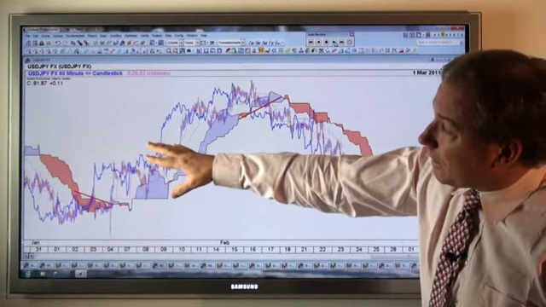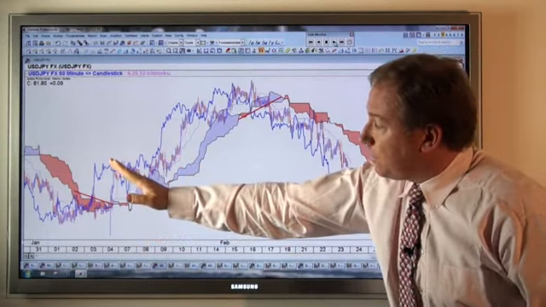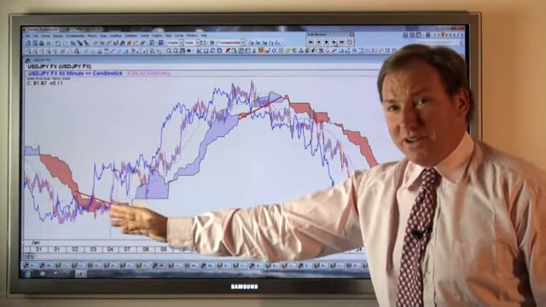If we look at the US dollar against the yen, so dollar yen, we see here on the cloud, remember the Ichimoku charts work very, very well for dollar yen.